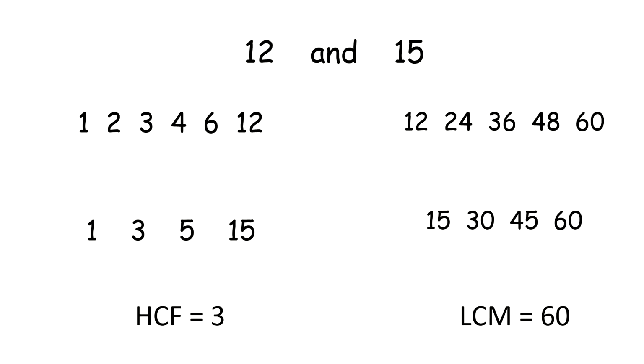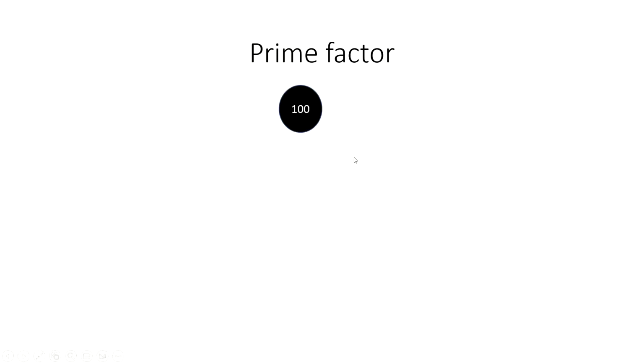But what happens for bigger numbers? For bigger numbers, you need to know something. You need to figure out something known as prime factors. So take 100. What are the prime factors of that? So pick two factors that multiplied together equal 100. So in this case, I've picked 25 and 4.